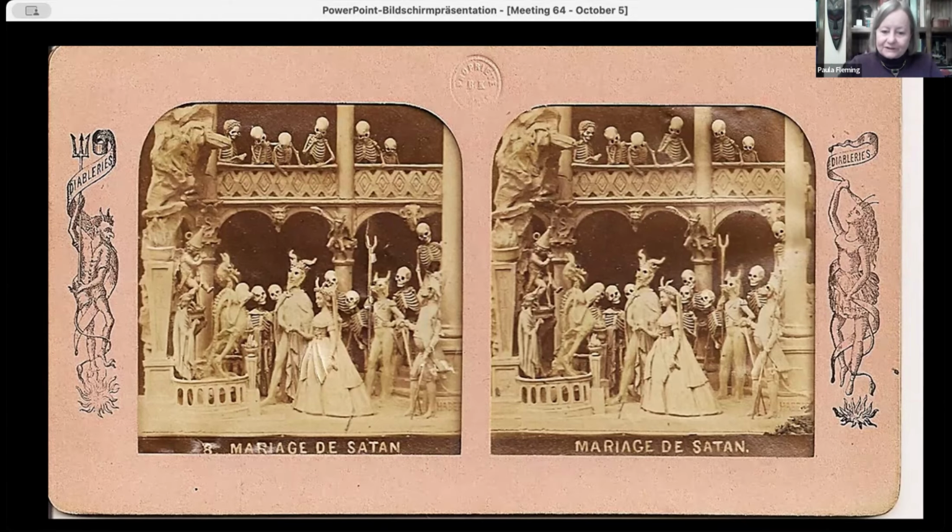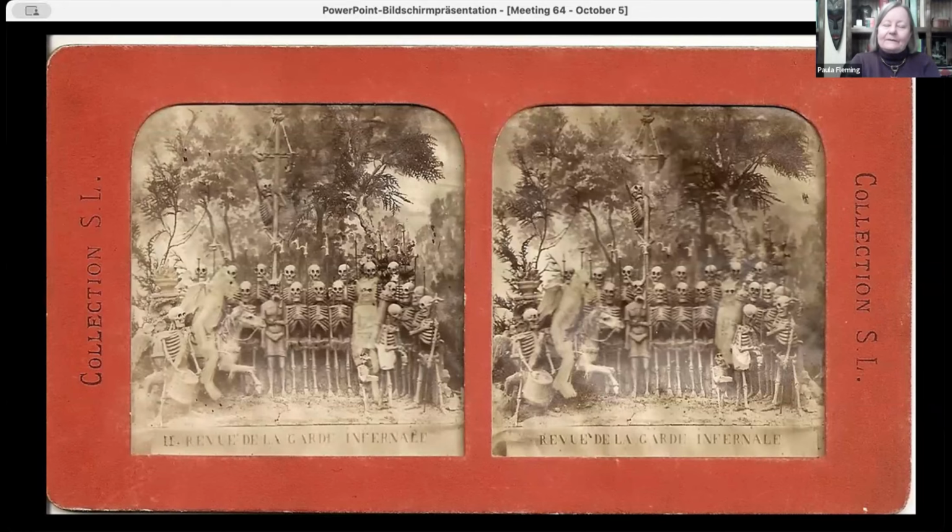Okay, next, please. Okay, this is the Review of the Infernal Guard, aka the Imperial Guard. Napoleon would send his troops in when there were things he didn't like. He sent the troops into Lamiche's house. Lamiche was the publisher. And they searched his house and they found that, well, he had negatives of naked women and salacious things, but they also found a negative for a view called the Review of the Infernal Guard. So it was probably this one.